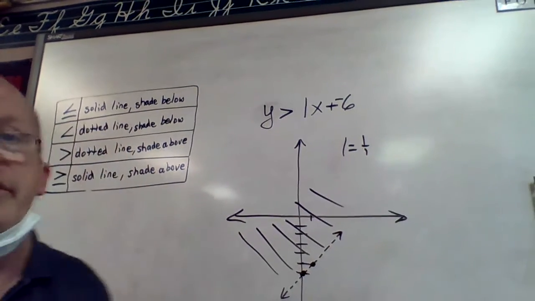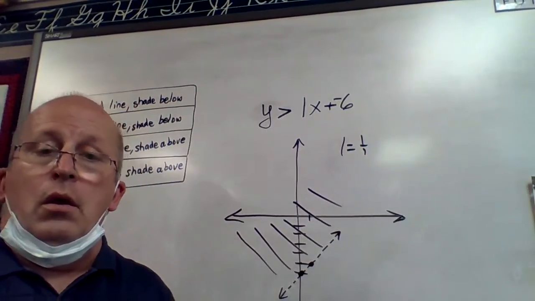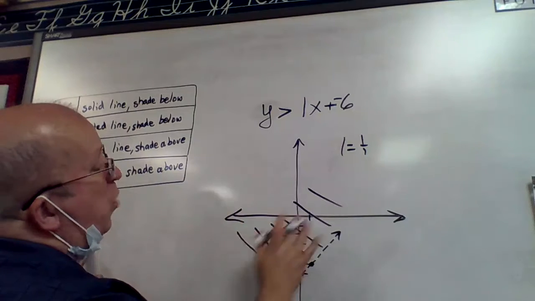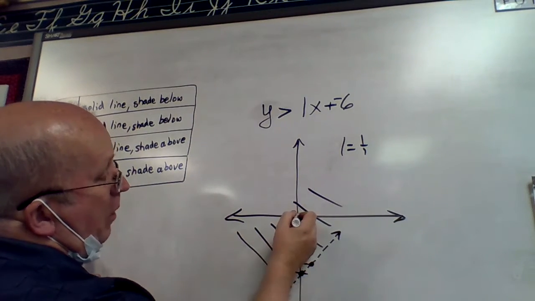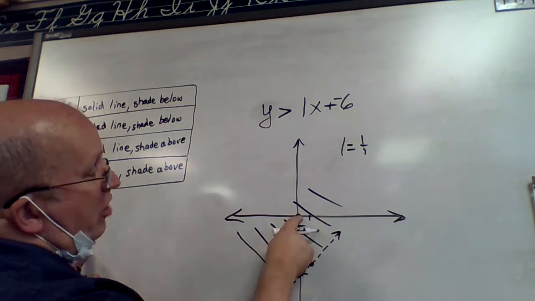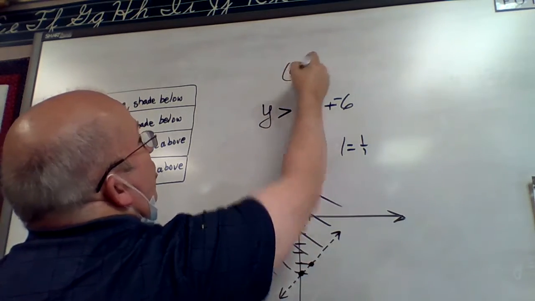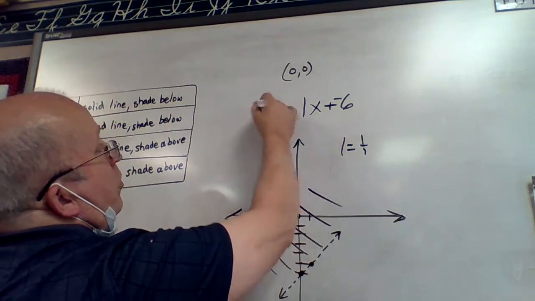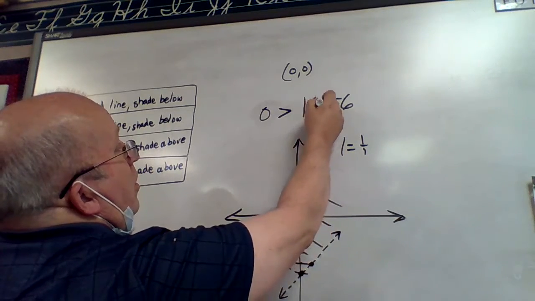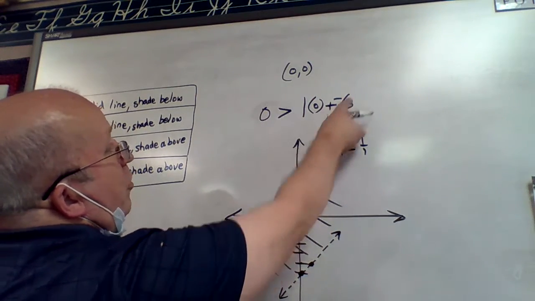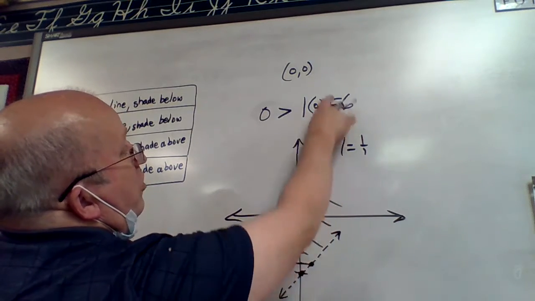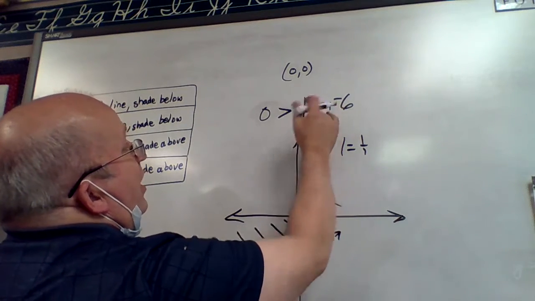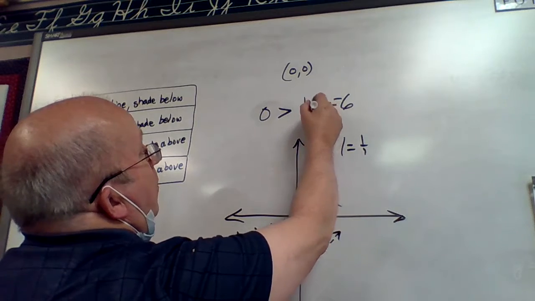Now you might be wondering, what in the world does this all mean? Here's what it means. If I pick any spot in this shaded area, it doesn't matter which, I'm going to pick location 0, 0. And I take that location of 0, 0, and I put it into this inequality. Watch what I do. I'm going to put a 0 here. I'm going to put a 0 here. Guess what? 0 is greater than this. This is negative 6. When you do all the calculating, 0 is greater than negative 6. So anything in the shaded area works for this problem.